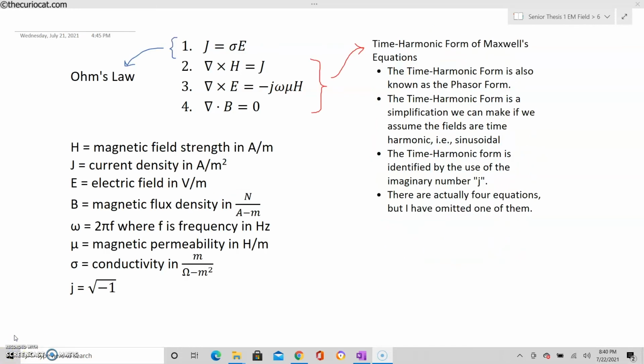So here is a summary of the 4 equations that we have developed so far. H stands for magnetic field strength in amperes per meter. J is the current density in amperes per meter squared. E is the electric field in volts per meter. B is the magnetic flux density in newtons per amp meter. Omega is the angular frequency given by 2 pi f, where f is frequency in hertz. Mu is magnetic permeability in henries per meter. Sigma is conductivity in meters per ohm meter squared, and j is just the imaginary number.